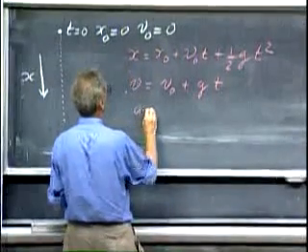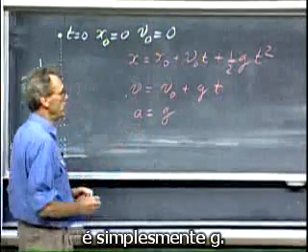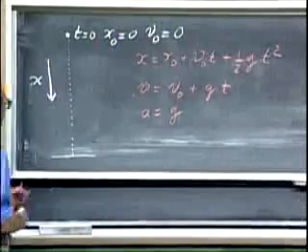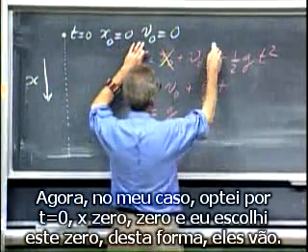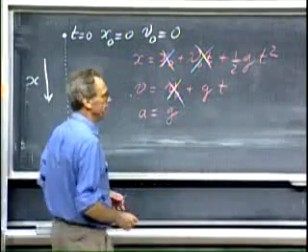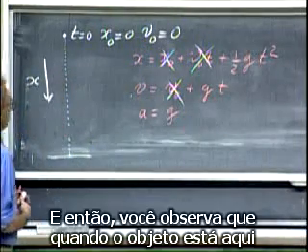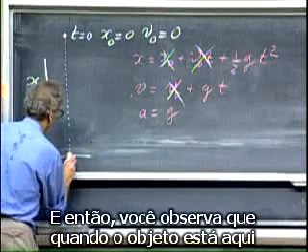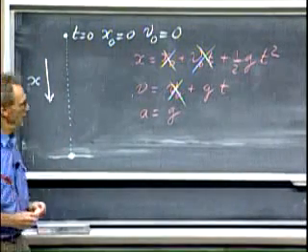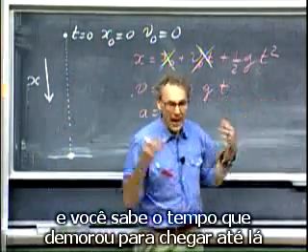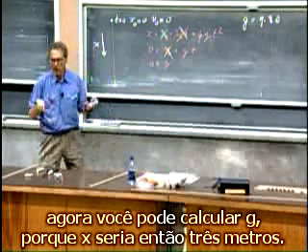and the acceleration is constant, is simply g. Now in my case, I have chosen t equals 0, x0 is 0, and I've chosen this 0. And so you see that when the object is here, which is 3 meters below this point, and you know the time, how long it took to get there, you can now calculate g.